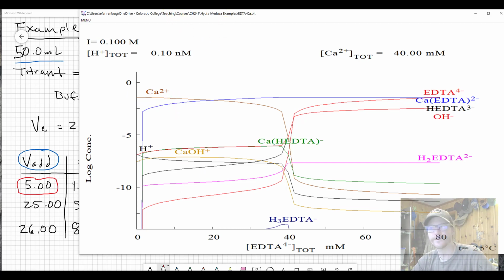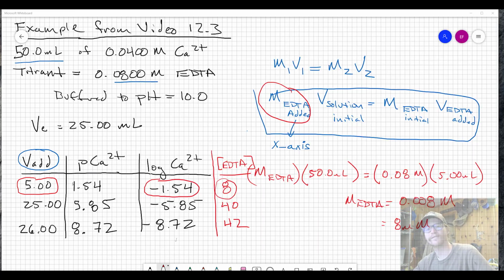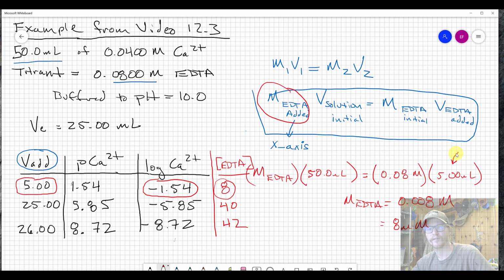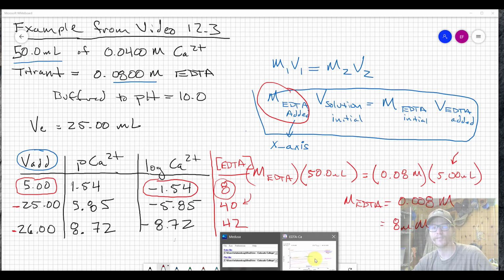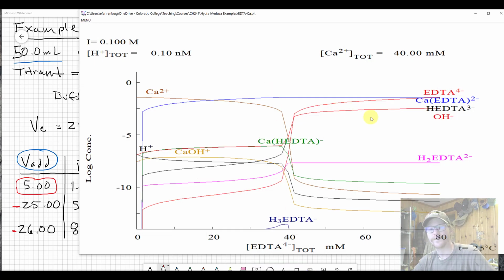So we could go through there and then compute those for the other addition volumes. Just using the same M1V1, but exchanging the volume of EDTA added here from 5 to 25 at equivalence and 26 at one mL past equivalence. What I get are apparent total EDTA concentrations in the system of 40 and 42 millimolar. So I can pull up my log plot here, and we see that 40 coincides exactly with where we would expect the equivalence to be. That's where the inflection is.